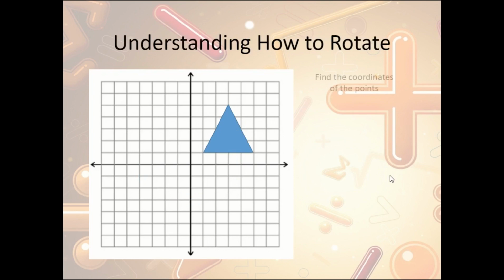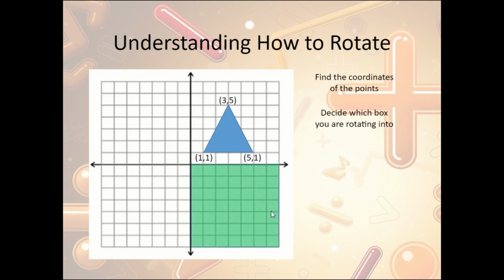So how do we rotate these things? The first thing we need to do is write out the coordinates. For instance, this is 1, 1, this is 5, 1, and this is 3, 5. Those are the coordinates. Then we decide which box we're rotating into. Let's say we're going to rotate into this box here. So that would be a 90-degree clockwise rotation. The rule is, for every 90 degrees that you rotate, you're going to flip your x's and y's. So your x's become your y's, and your y's become your x's. So 3, 5 would become 5, 3. So for every 90, we flip them. We change this to 5, 3, this one to 1, 1, and this one to 1, 5.